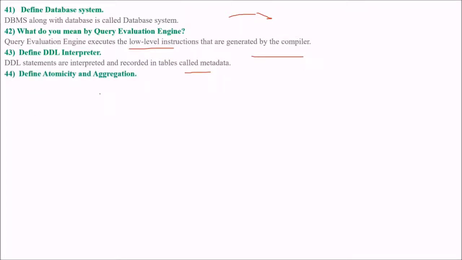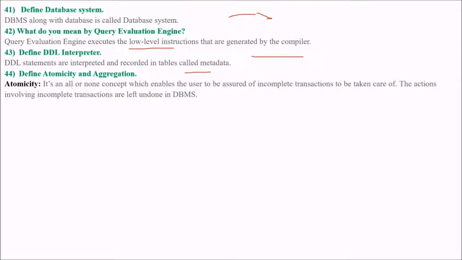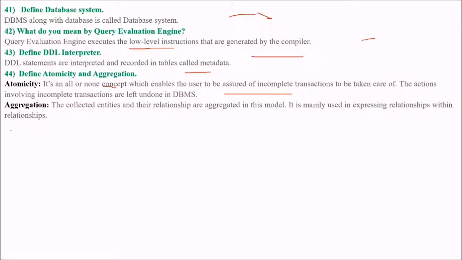Define atomicity and aggregation. Atomicity, that is either full or none. It is an all or none concept which enables the user to be assured that incomplete transactions are taken care of. The actions involving incomplete transactions are left undone in the DBMS. Then aggregation: the collected entities and their relationships are aggregated in this model. It is mainly used in expressing a relationship within a relationship, right? So aggregation is a relationship within a relationship.